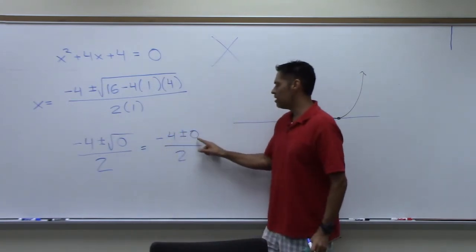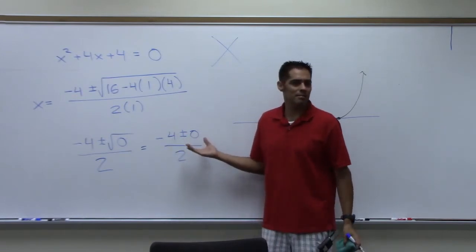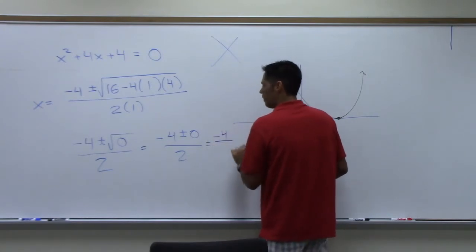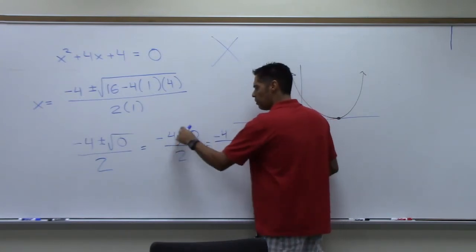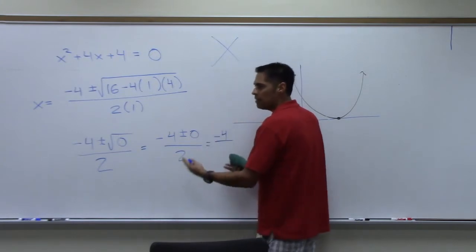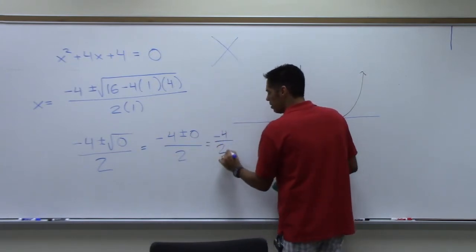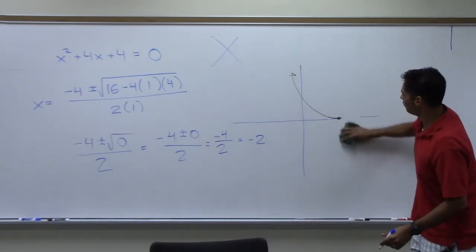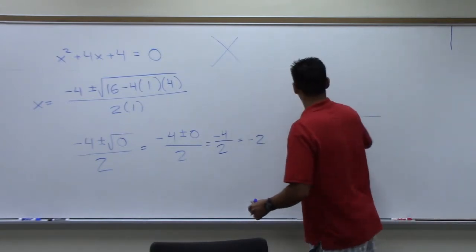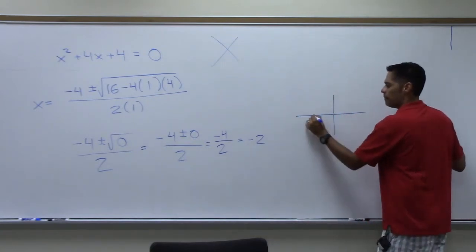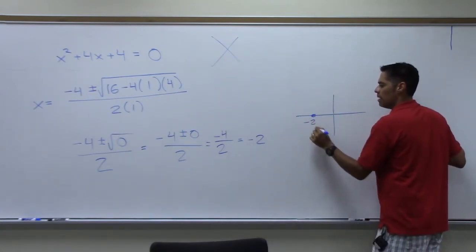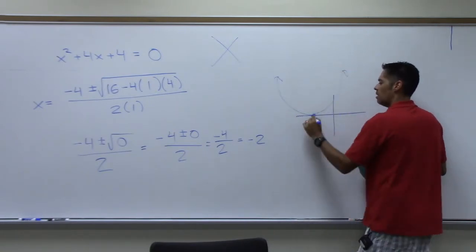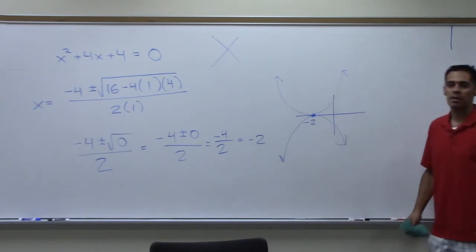And look, 4 plus 0, 4 minus 0, it doesn't matter, it's just 4. So you're just getting negative 4. Negative 4 plus 0 or negative 4 minus 0, it's still the same thing, negative 4, all over 2. So your answer is negative 2. So you only have one x-intercept at negative 2. And that means that this parabola either does this or it could possibly do this. It's one or the other.